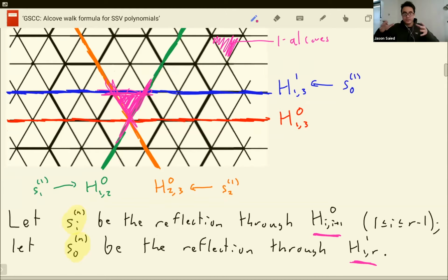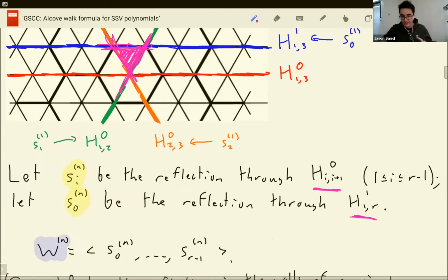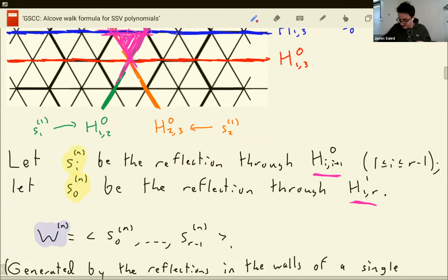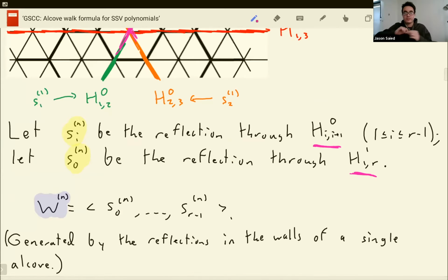But okay, so we're interested in this group, W_n, the n-affine Weyl group. And it's generated by, like I said, these reflections around a single alcove.